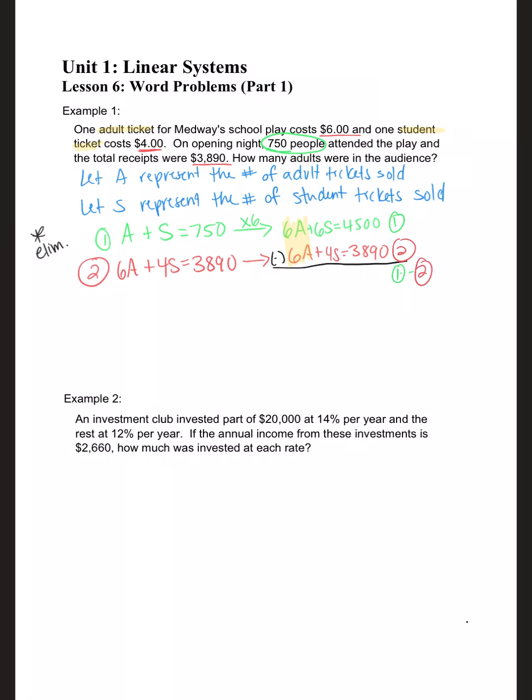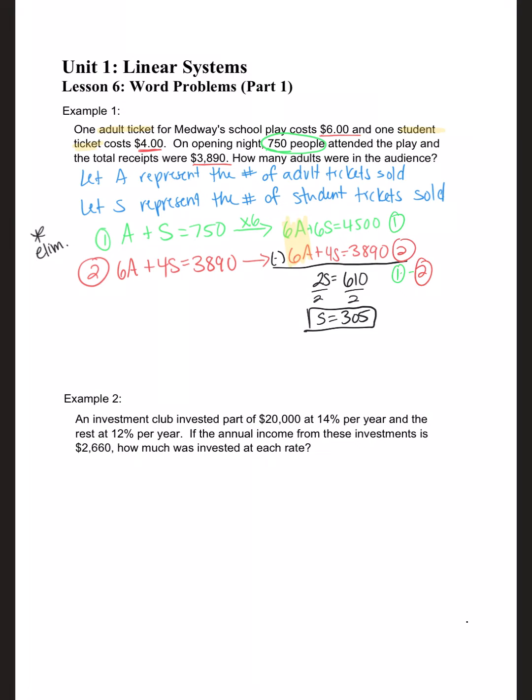So 6A minus 6A, those are going to cancel out. We have 6S minus 4S, so we'll have 2S. And then that 4,500 minus 3,890 is going to be 610. And then we'll just use algebra to solve for S, and we should get that the number of student tickets is 305.